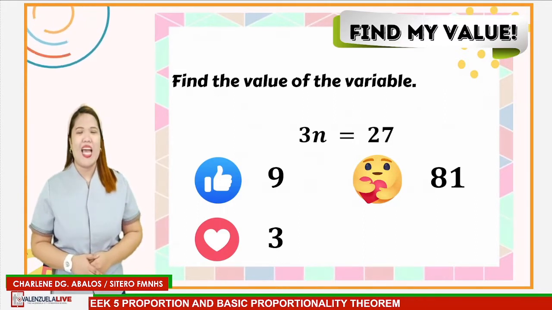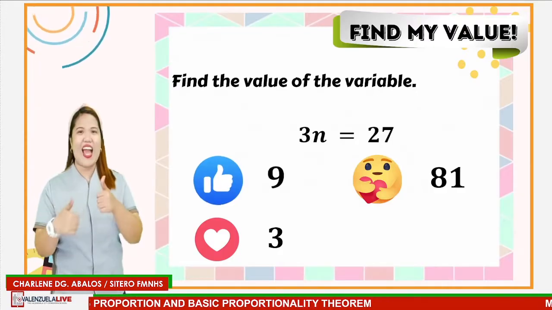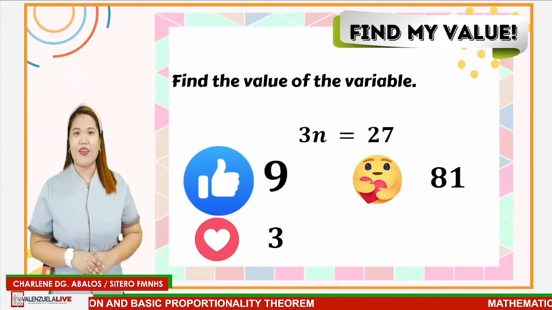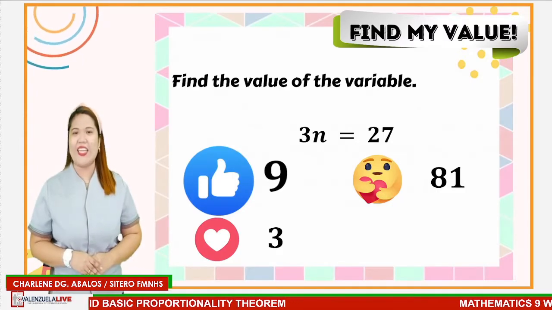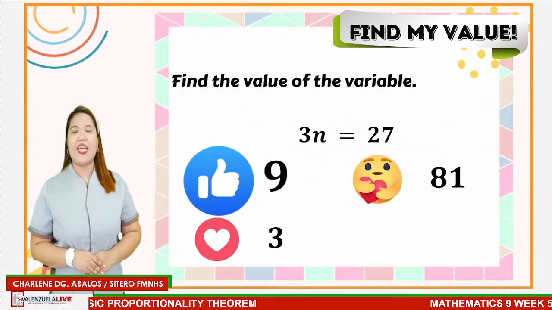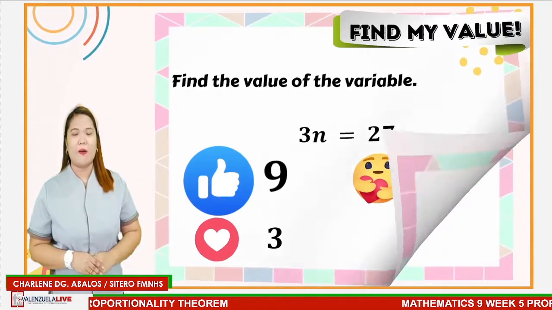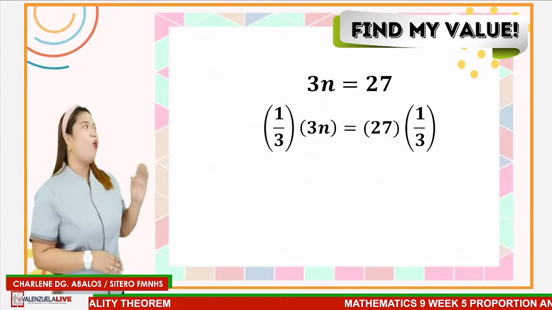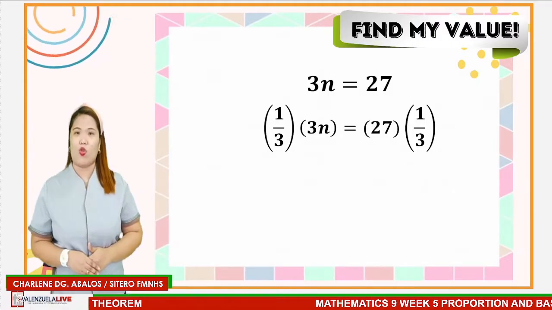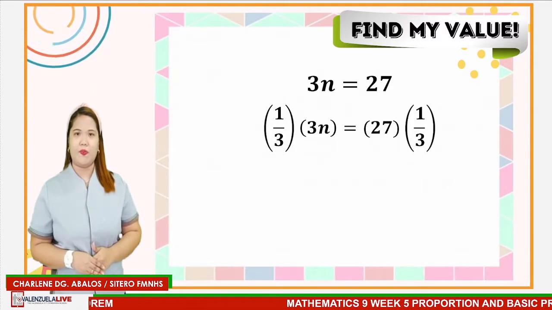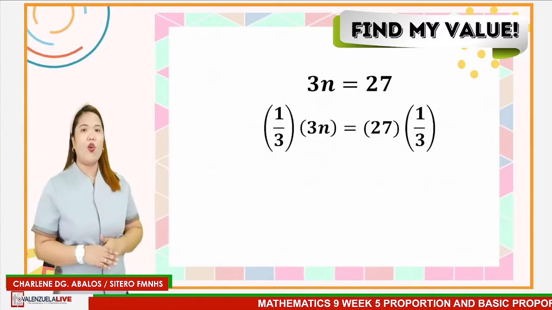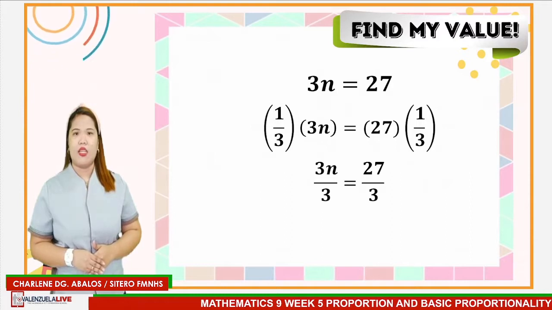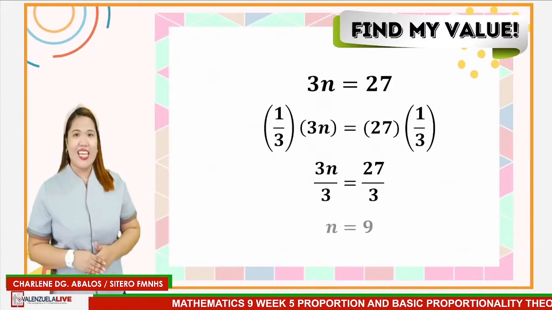Time is up. If you click like reaction, then you are correct. The value of the variable n is 9. Applying multiplicative inverse, multiply both sides by 1/3. So we have 1/3 times 3n is equal to 27 times 1/3. Then 3n over 3 is equal to 27 over 3. Then we have n is equal to 9.